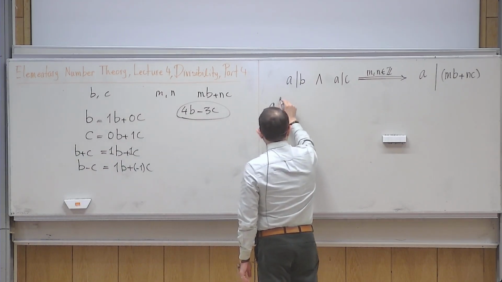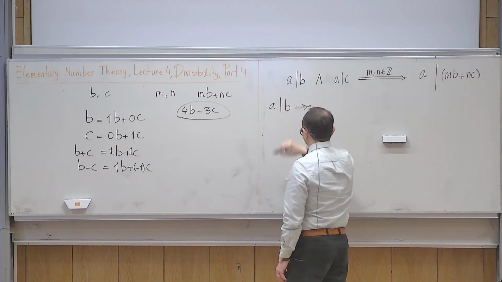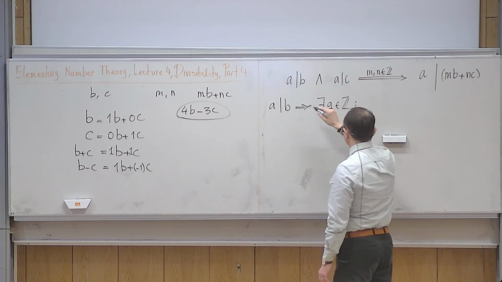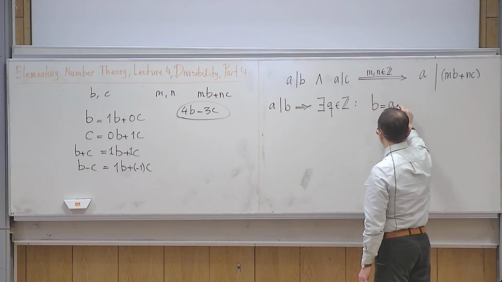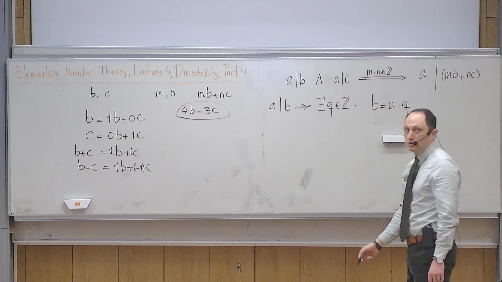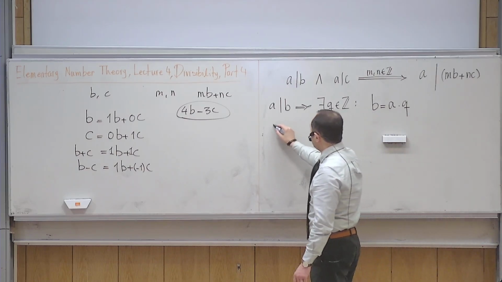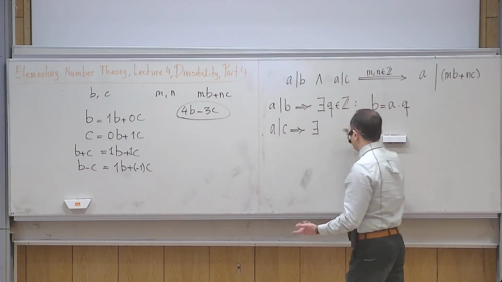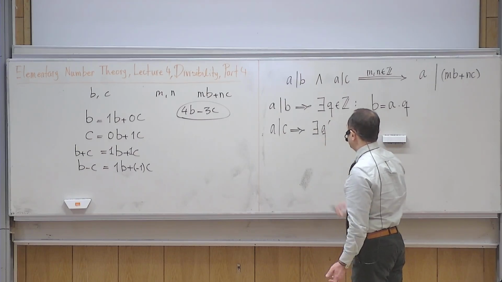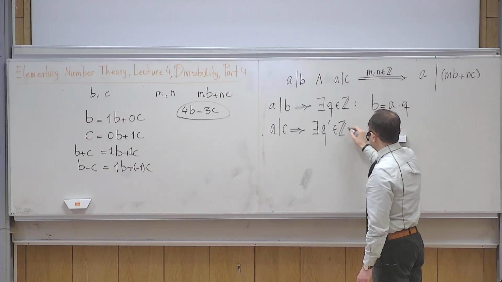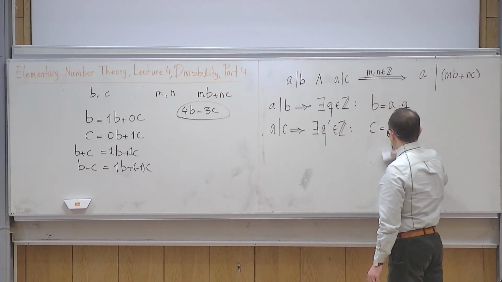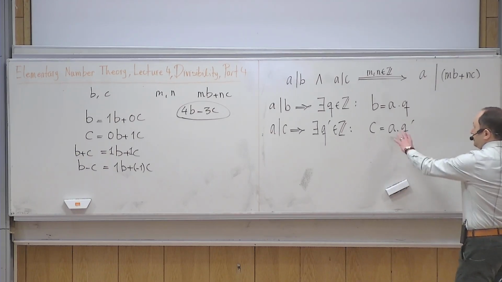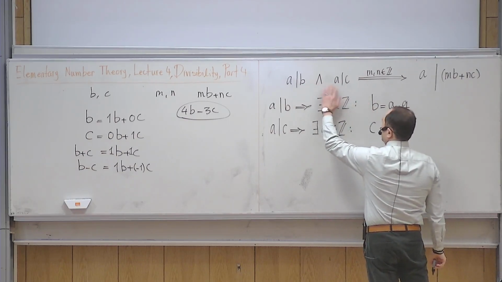When you say A divides B, according to the definition of divisibility, I can grant the existence of a Q in Z such that the number on the right, B, is the number on the left multiplied by that Q. That's the definition of A divides B. For the same reason, when you say that A divides C, I can grant the existence of an integer, probably not the same integer, so let me call it Q prime, in Z such that C is equal to A multiplied by Q prime. So these are granted because you have granted these two statements for me.